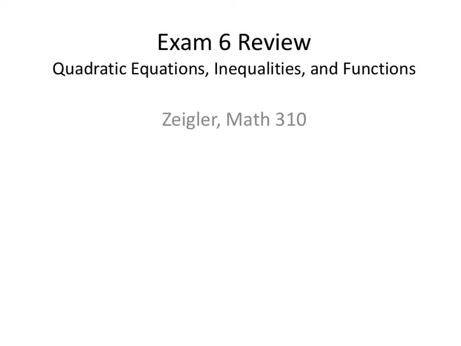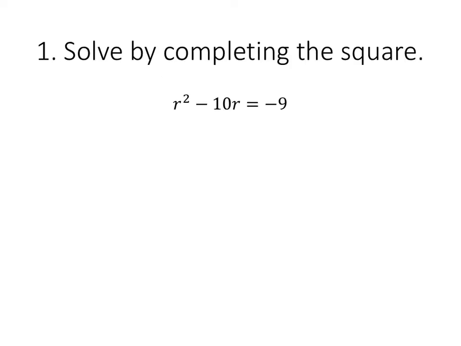Let's get started with our review for Exam 6 in Math 310. In this problem, we are to complete the square, so we rewrite the equation r squared minus 10r plus blank equals -9 plus blank. To decide what goes in the blank, we look at the coefficient of the middle term.